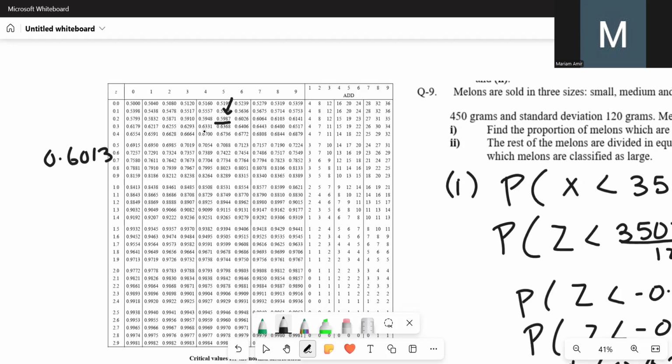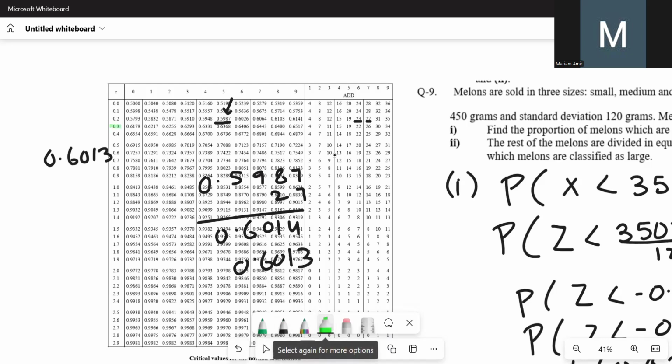Hold on, I might have made a mistake. Yeah, that gives us 26. So we need to add 26 to the last two digits, but there's a problem. We don't have 26 available. We have 23 available and 27 available. So in this case, we're going to use the one that gives us the closest probability, which is 27. So when we add 27 to 0.5987, we'll get 0.6014. This is pretty close to 0.6013. So we're going to use the z-score of 0.257. This is 0.2, then 5, and then 7. So let's use that.